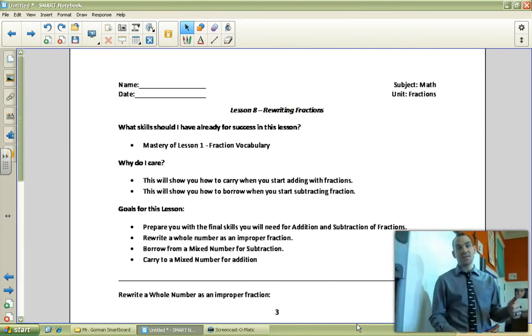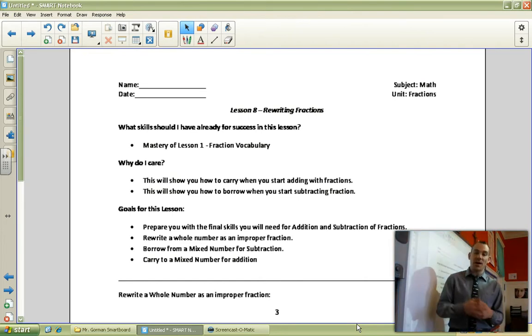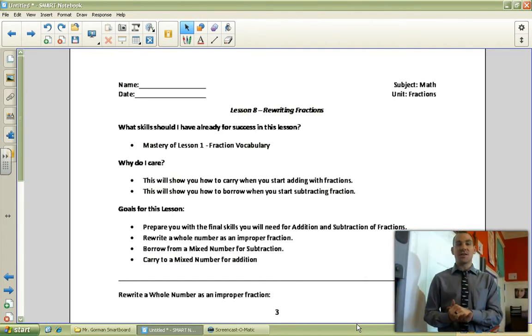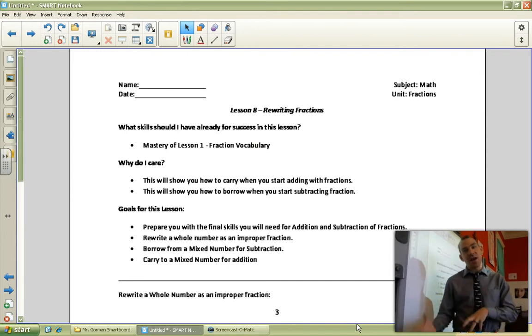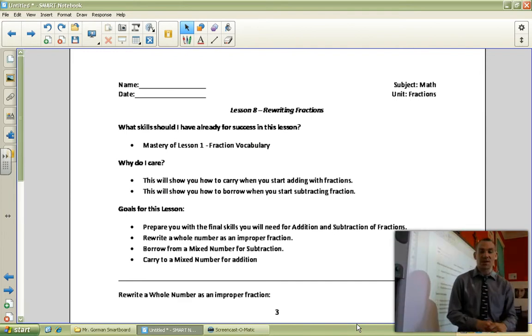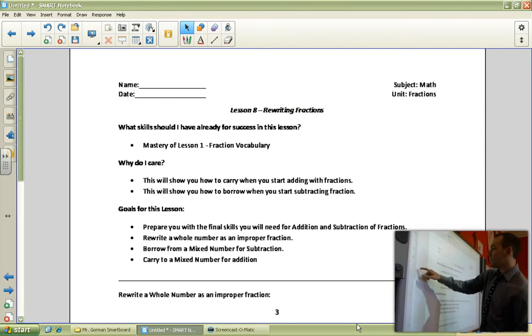The goal of these lessons for me is to help you be prepared with the final skills you're going to need to do addition and subtraction with fractions, to learn how to rewrite a whole number as an improper fraction, which is really easy, as you'll see in a second, how to borrow from a mixed number when you need to for subtraction, and when you're adding with fractions, how to carry over from the fractions to the whole number section. Okay, let's give it a go.